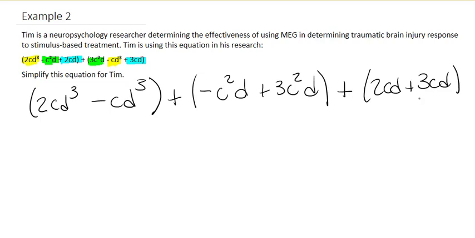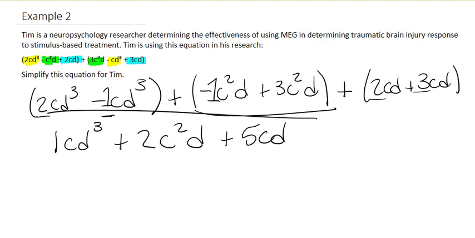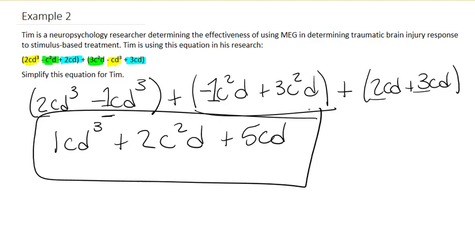And so now we're going to add all these terms. So we look at just the number in front. Even though there isn't a number, we can insert the 1 there. So 2 minus 1 is 1CD to the third. And then we're going to add this together. So we have minus 1 plus 3, which is equal to plus 2C squared D. And then we're going to add these numbers together. So 2 plus 3 is 5CD. And this is our solution.